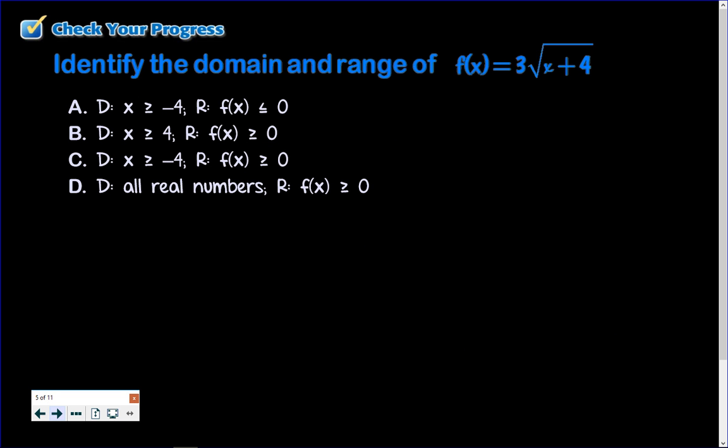Okay, work that one real quick. Okay, the 3 in front, right here, does it have anything to do with the domain? No. It only has something to do with the output, the range, right? Okay. Now, once you find the domain, try to eliminate some answer choices, guys. Okay?